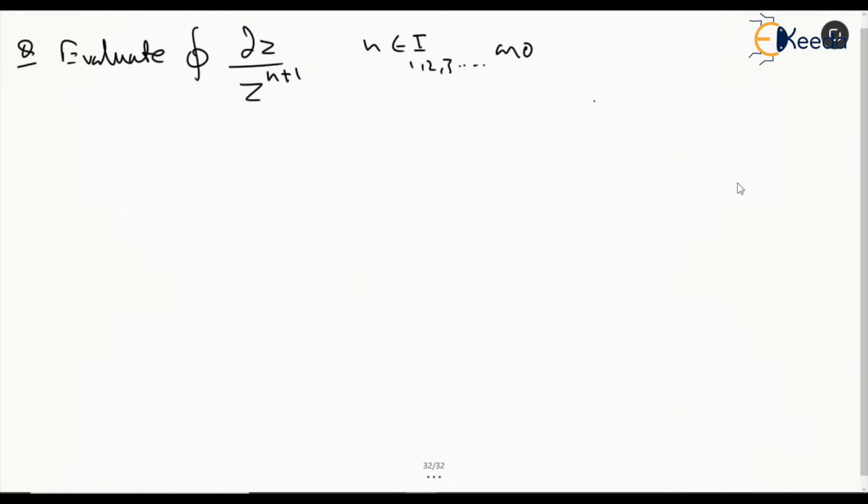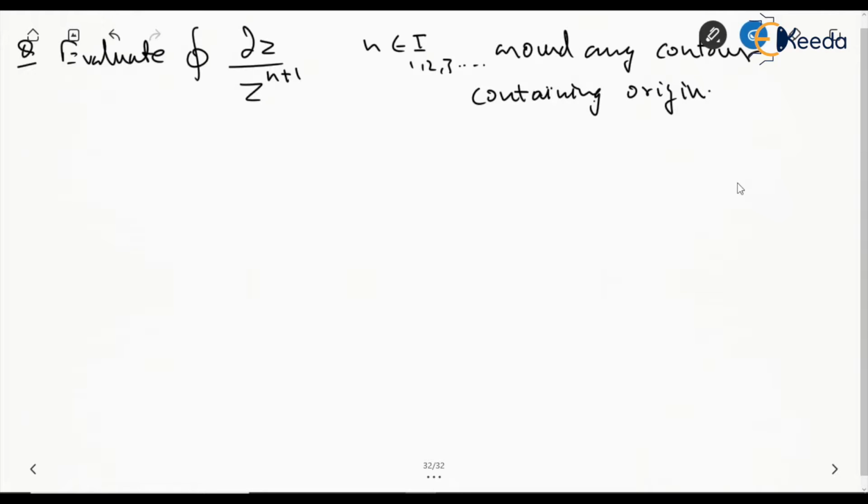Around any contour containing the origin. Around any contour containing origin. So this question is dz by z to the power of n plus 1, and this n is taking the values 1, 2, 3 and so on.